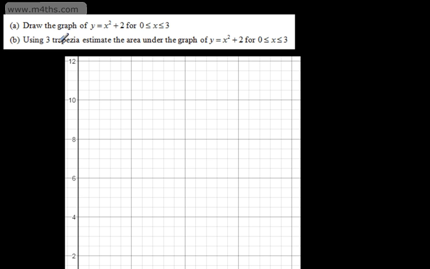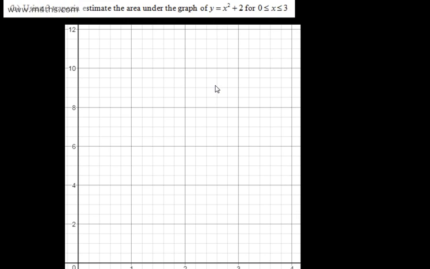In part A of this question, it says draw the graph of y is equal to x squared plus 2 for x between 0 and 3. And then in part B, it says using 3 trapezia, estimate the area under the curve of y is equal to x squared plus 2 for x between 0 and 3. Not all questions in exams will be structured like this. Some might be more explicit and do it step by step. But we may as well go ahead and just learn how to do this.